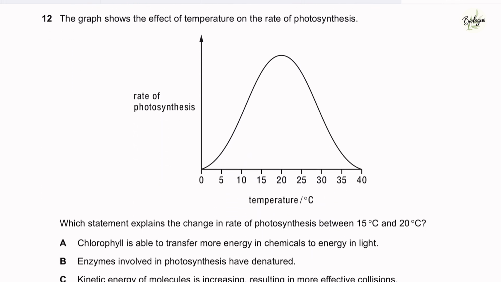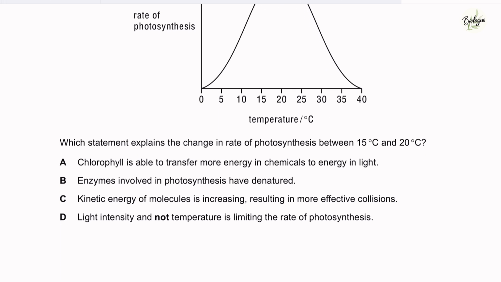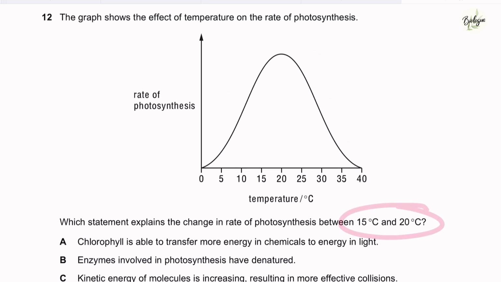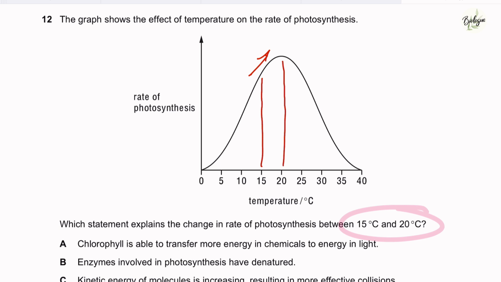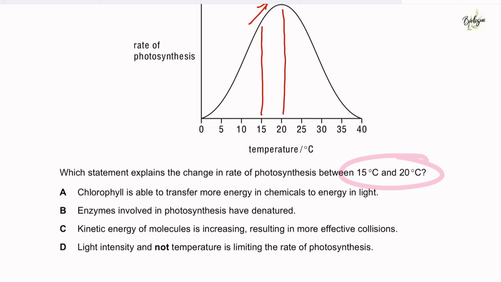The graph shows the effect of temperature on the rate of photosynthesis. Which statement explains the change in the rate of photosynthesis between 15 and 20 degrees Celsius? So 15 and 20 degrees Celsius. So there's a gradual increase. The first option says chlorophyll is able to transfer more energy in chemicals to energy in light. It is actually the opposite way. The chlorophyll absorbs light. The energy from the light is what is converted to chemical energy in the form of glucose, which is produced through photosynthesis. So the first option is not right.